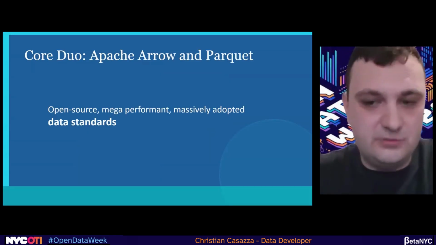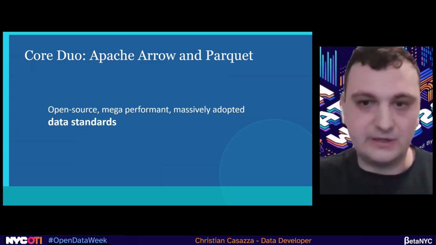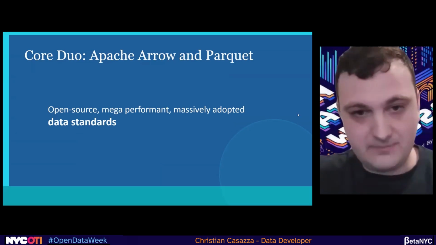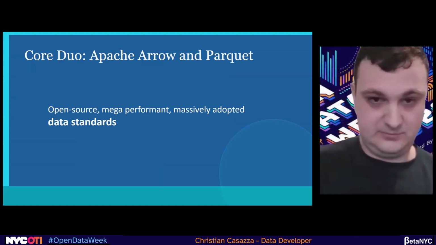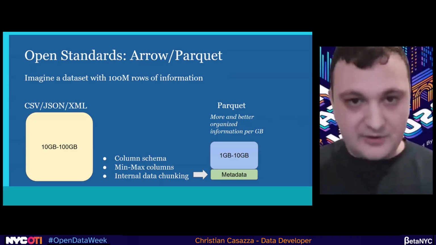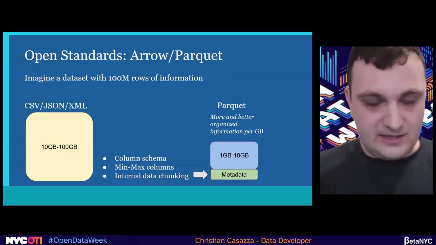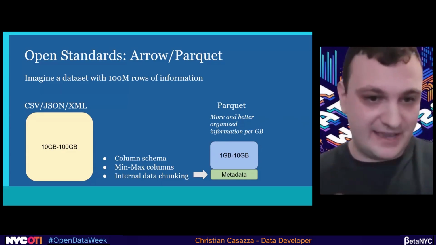So now let's talk about the two core duos that really allow the whole data space to massively accelerate and go forward: Apache Arrow and Apache Parquet. Think of them as massively adopted, super performant, open standards. The mental model to use for Arrow and Parquet is that instead of just storing the data, they store along with the data, information about the data.